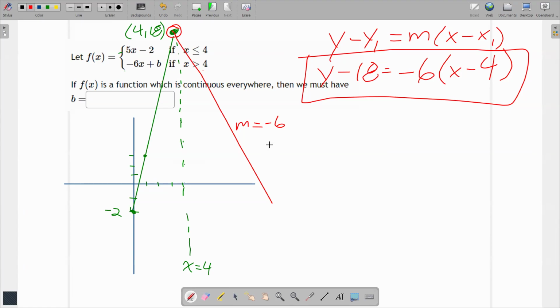I know it's going to have a slope of -6, so that's why I put that for m. And then if I want it to be continuous, it's got to head toward that point. So I'm plugging that point in. And if I clean that up, I'm going to get y equals -6x plus 24. And then I'm going to add the 18 to the other side. So it looks like B is going to be what? 42 for my version.